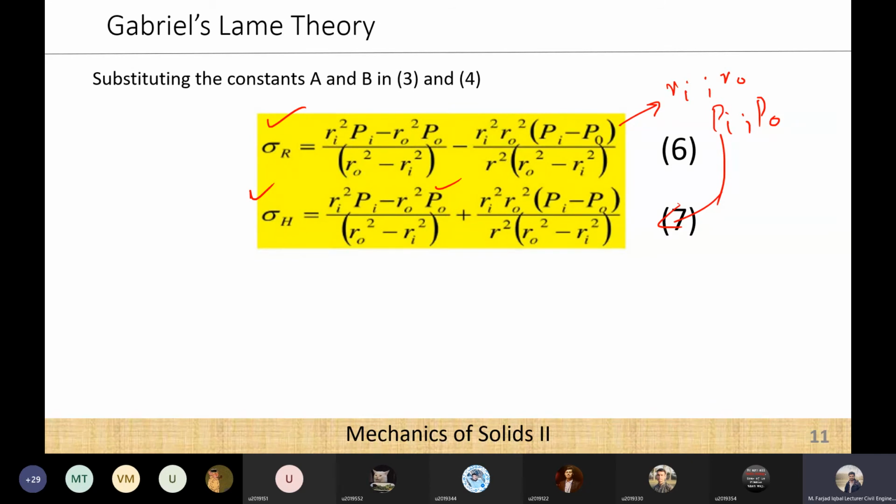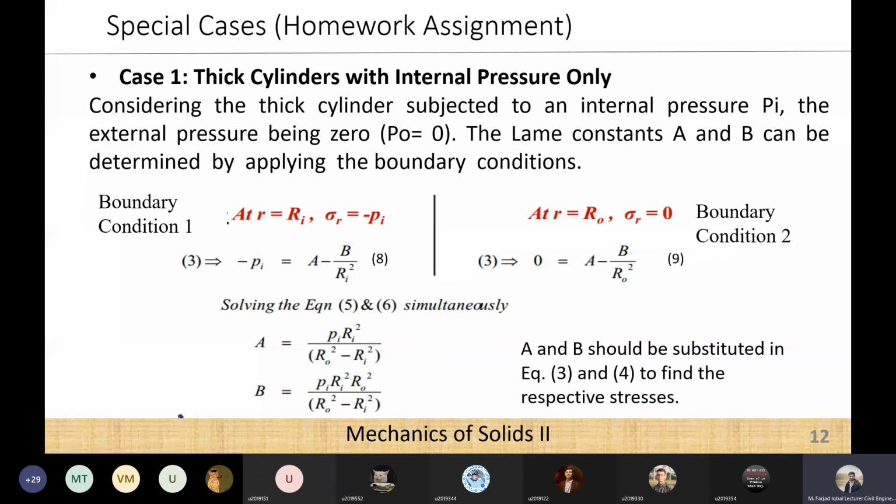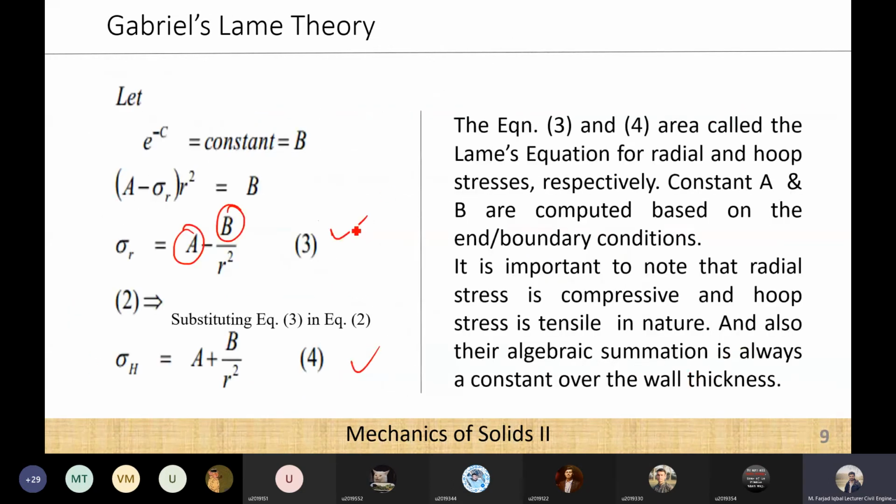And in the literature, you will also find two particular cases. For example, let's assume that we have a cylindrical element in which we don't have any sort of internal pressure. In that case, if I want to write down the equation for sigma h or sigma r, then again I have to understand that these two variables are going to change.